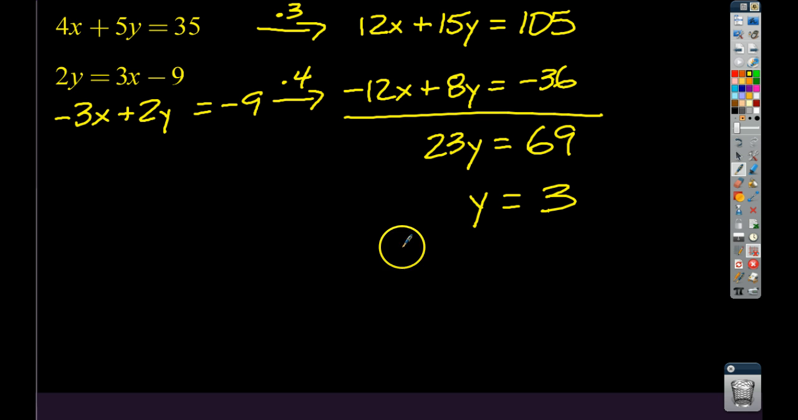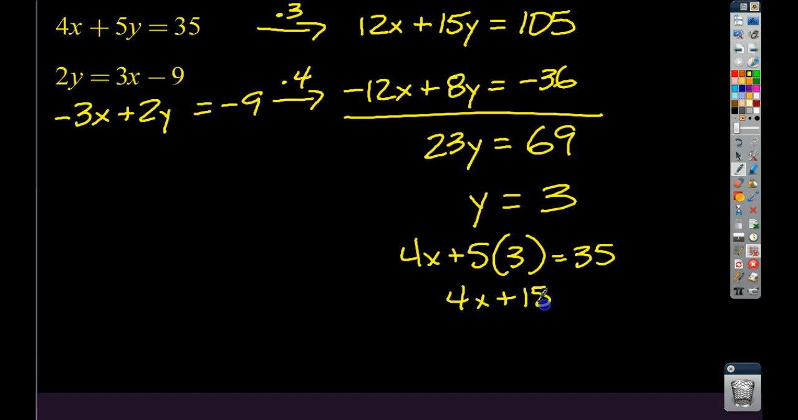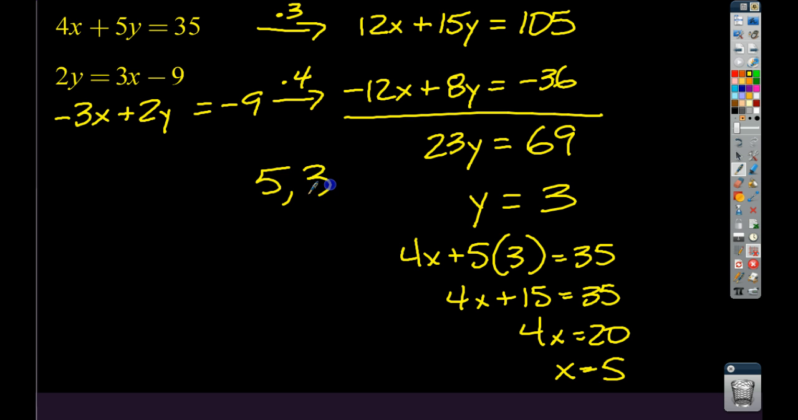I'm going to use that first equation. 4x plus 5 times 3 is equal to 35. 4x plus 15 is equal to 35. So 4x is 20, which means x is equal to 5. So I get 5 comma 3. Let's check it in my other equation. If I do 3 times 5, I get 15. 15 minus 9 is 6. 2 times 3 is 6. They equal each other, and it works.